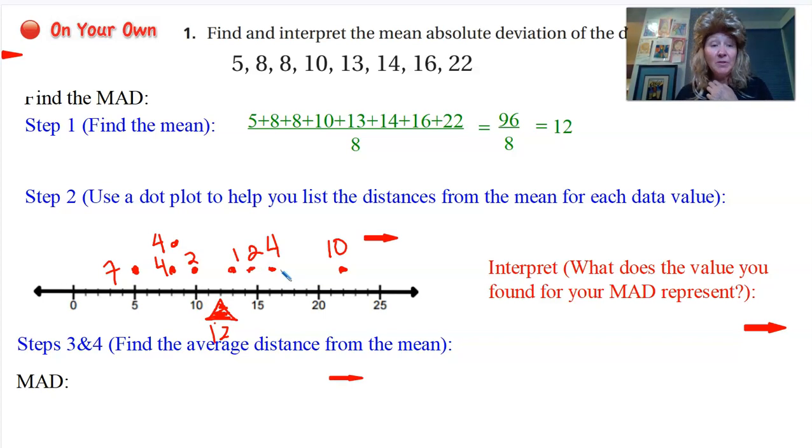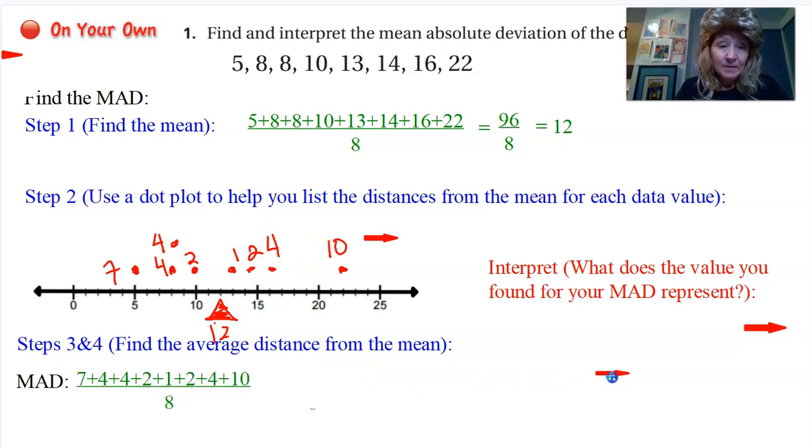Okay, so here's what I want to do. Step 3 and 4, you're going to take all of these numbers that are how far away the dot is from the average. You're going to add those and divide by 8. So there it is, and I get 4.25. It's most useful when you're comparing 2 sets of data and you're trying to figure out which one is more spread out than the other.